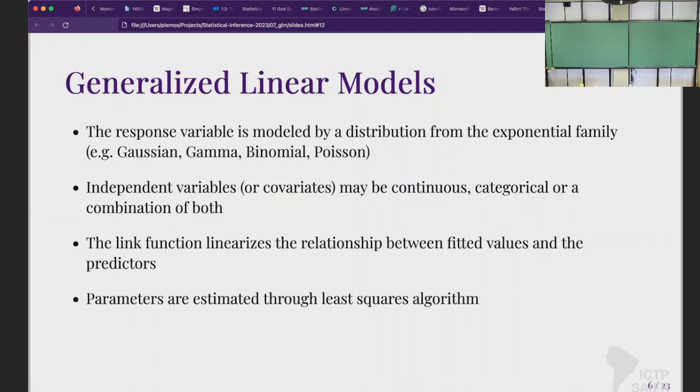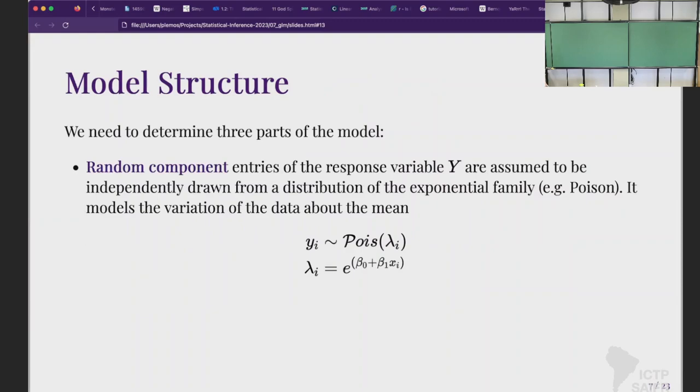And so when we're building our GLMs, we have three main steps. We have these three structures of the model, which I'm going to write here because it's important that we keep in mind these names. So we have what's called the random component. And the random component is our response variable, it's the y.